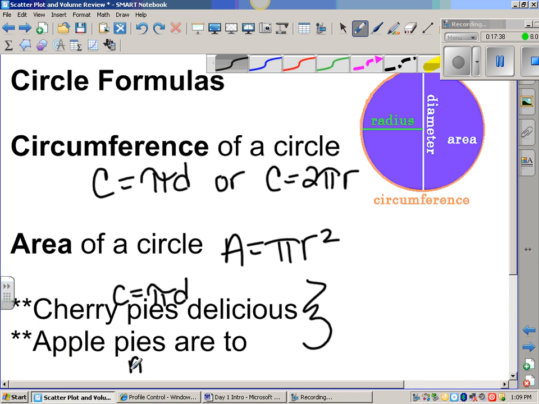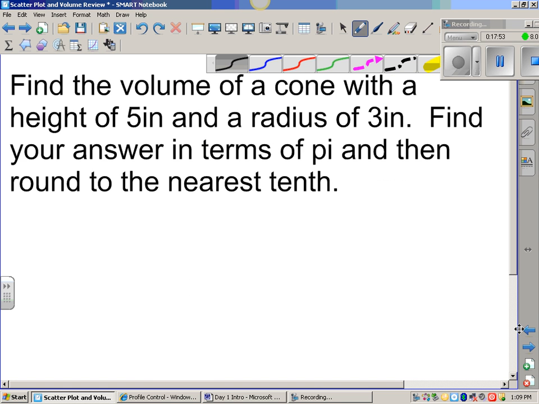And then apple pies are 2. Right? Just a way to help you remember your equations. You've got 5 of them you have to know. If you know your equations, the word problems end up very simple. If you don't know your equations, there's nothing you can do for it.